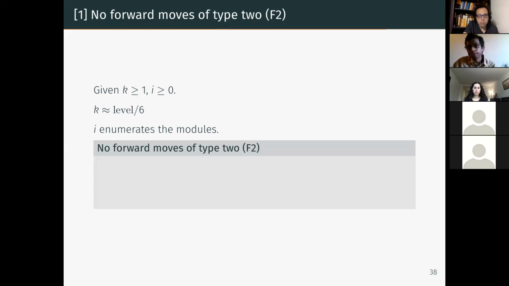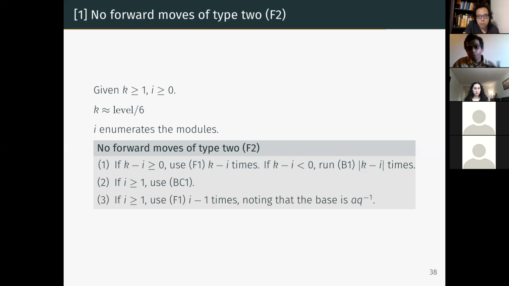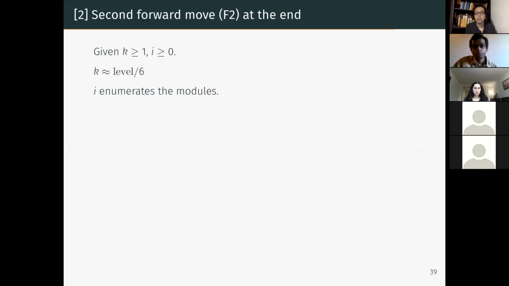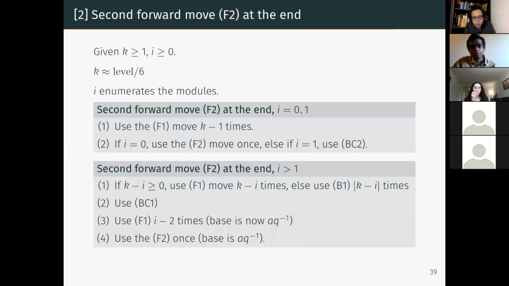And then we put together some moves, right? So if k minus I is bigger than 0, you use a forward move a bunch of times. If it is negative, you use the backward move a bunch of times. Then you go ahead and use the base change move. Then you go ahead and use the forward move a bunch of times, noting now that the base has changed because we used the base change move, and so on. There is a second set of moves that we need. Again, it's some description. At the moment, it doesn't matter what it is. But again, you're putting these moves together in a very judicious way to get the required characters.